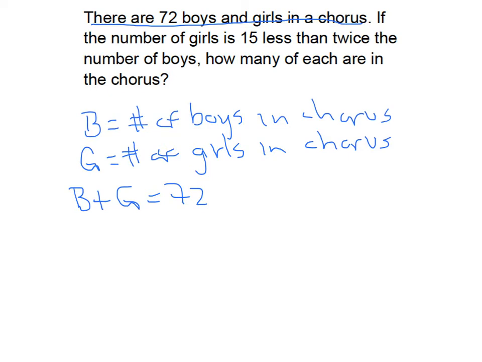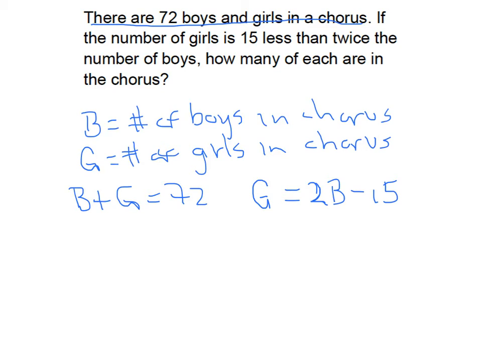The second equation is a little trickier, but it basically is about how many girls there are compared to how many boys there are. It says the number of girls in the chorus is, which is an equal sign, 15 less than twice the number of boys. So we need to start with twice the number of boys, which we're going to write as 2b, and find 15 less than that, which means to subtract 15 from it.